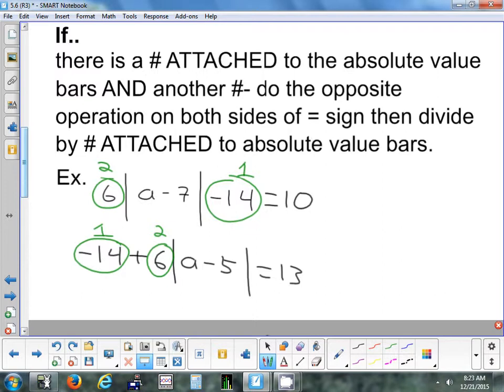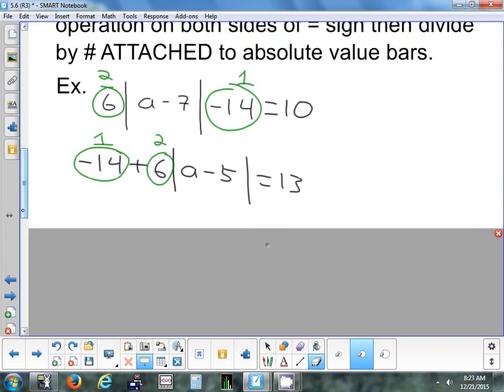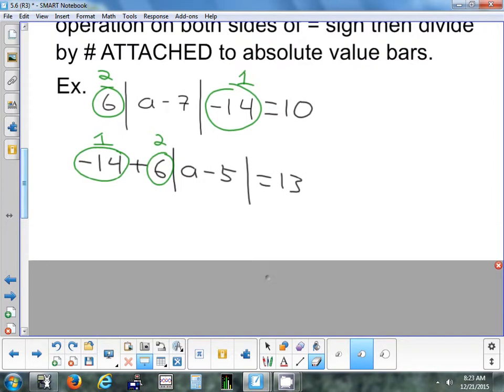Guys, for that bottom one, negative 14 plus 6 in the absolute value equals 13. What's a common mistake you think that Mr. Hager and I see quite a bit with that kind of a problem? What do you think people do? Any idea? What mistake we see sometimes on a problem like that?